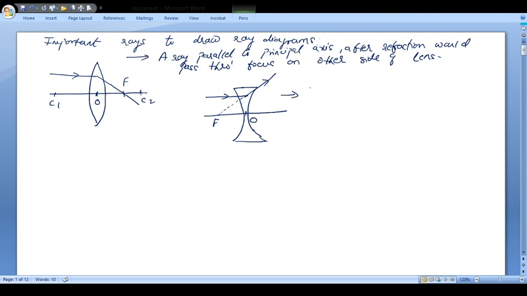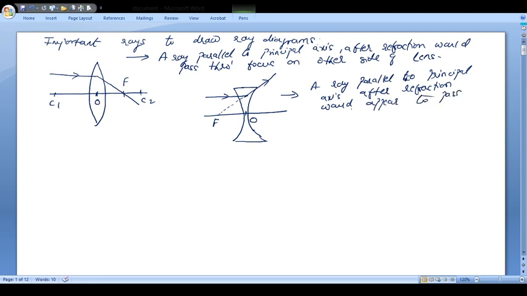So a ray parallel to principal axis, after refraction would appear to pass through focus on the same side. So this is one important ray which we will be considering. This will be the first case.